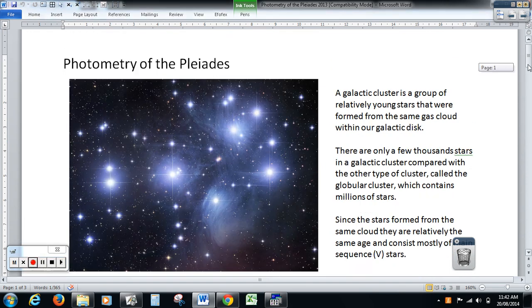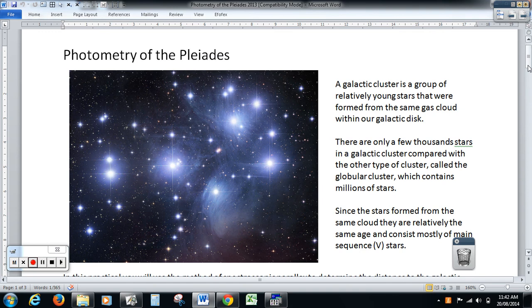Okay, we now turn our attention to a prac called the Photometry of the Pleiades. This is a prac which is designed to introduce us to filters and their use in astronomy. So we're going to look at this star cluster here called the Pleiades.